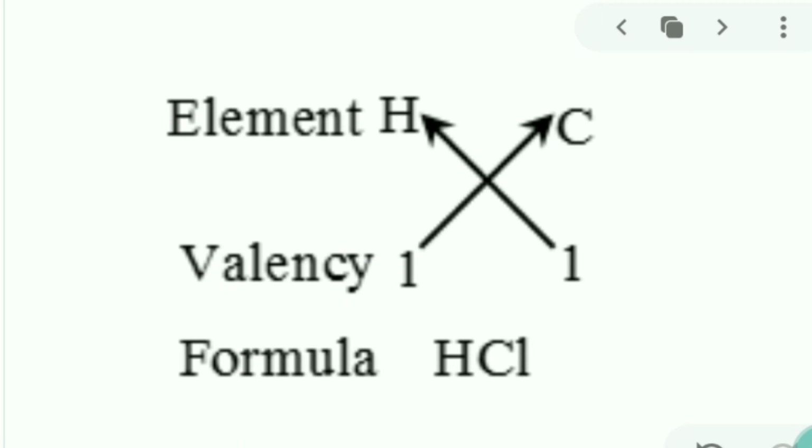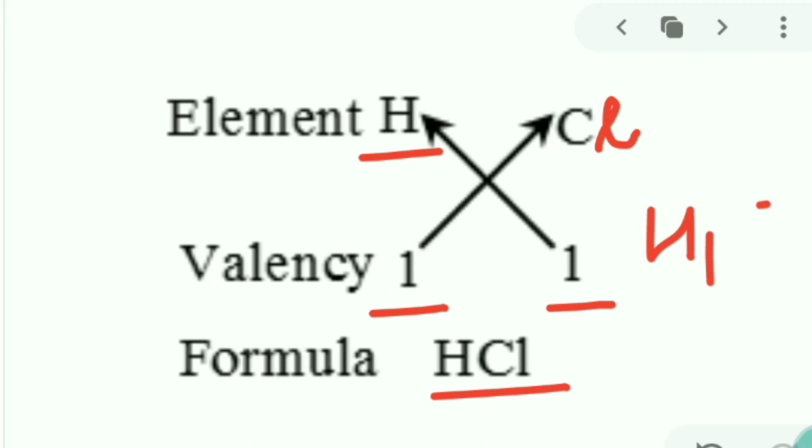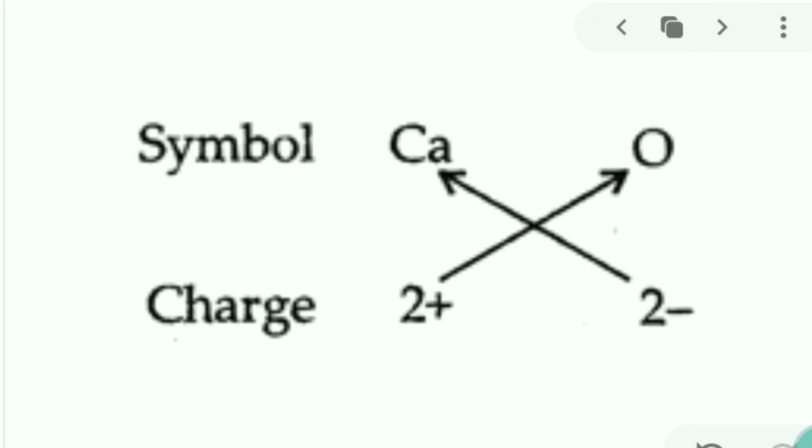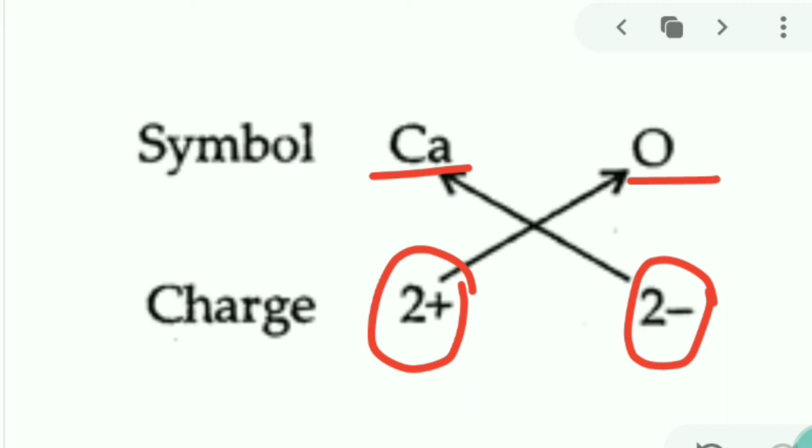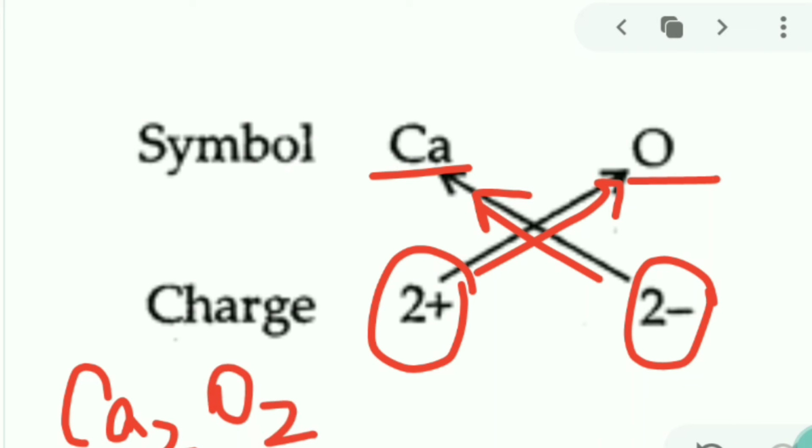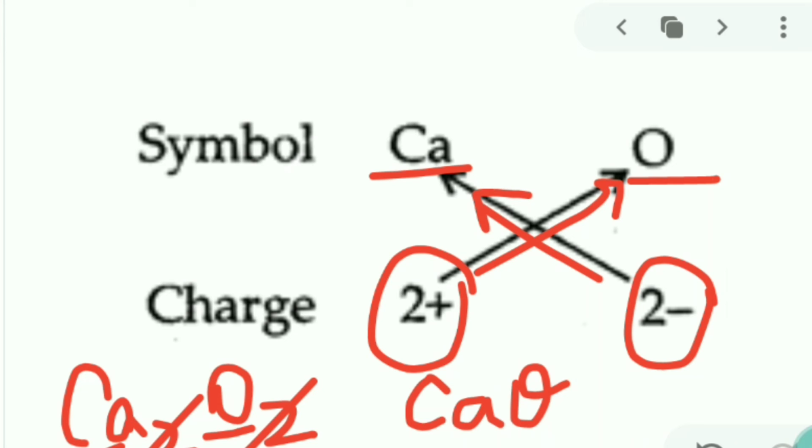Moving ahead with hydrogen chloride, commonly known as HCl. H has valency 1, Cl has valency 1. We just crisscross them and get H1Cl1, no need to write 1. Simply it is HCl. Moving ahead with calcium oxide. Calcium is our cation, oxygen is our anion. The valency of calcium is +2 and oxygen is -2. Crisscross them and it will come as Ca2O2. Now both species have 2, so we can simply cancel them, 2 by 2. Our formula turned out to be calcium oxide, CaO.